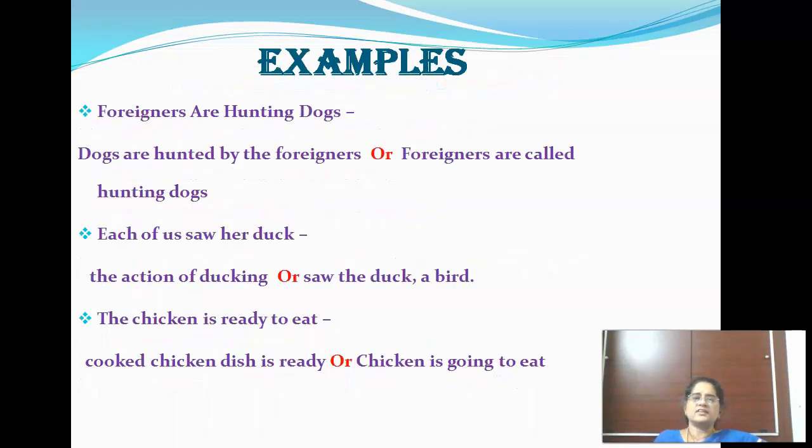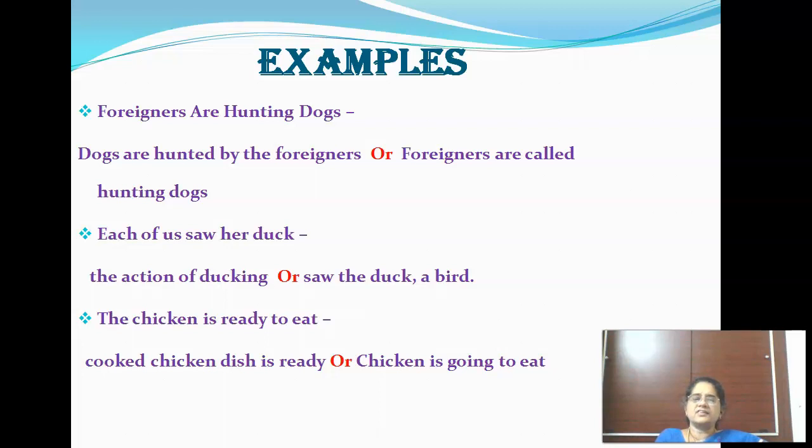Now look at these interesting examples. Take the first one. Foreigners are hunting dogs. Now, would you like to say that the dogs are hunted by the foreigners, or the foreigners are called hunting dogs? So there is an ambiguity.